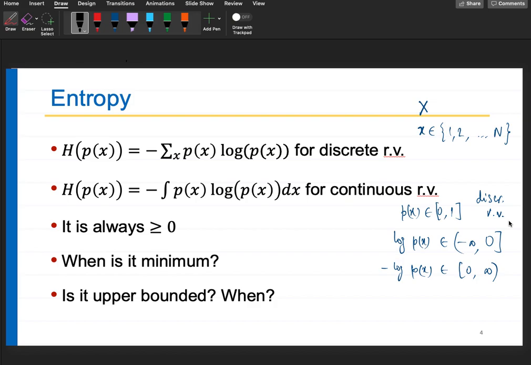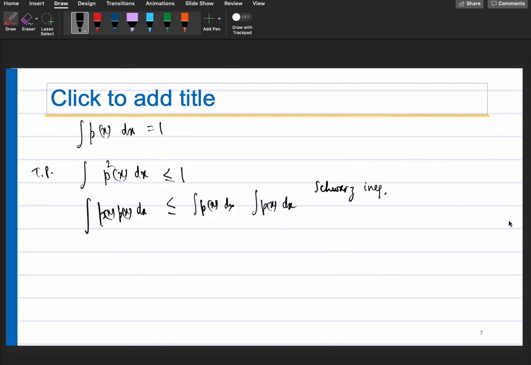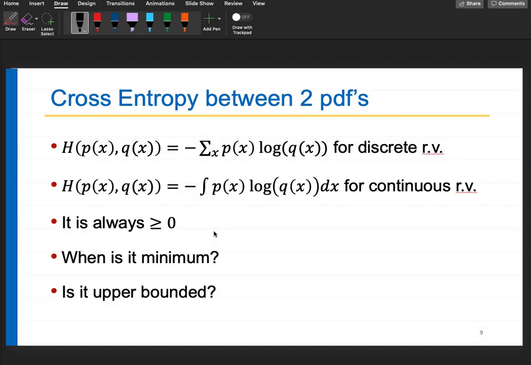Is there any upper bound on h of p of x? Yes. Is there any upper bound? How do you prove that? Should we use it as a homework problem? So prove that h of x is upper bounded, and what is the upper bound, and when is that bound achieved? To give you a hint, it will also include Jensen's inequality, but use it in a slightly different way, and you'll be able to do it. Okay, so I'm not doing it. Let's go to the next slide.